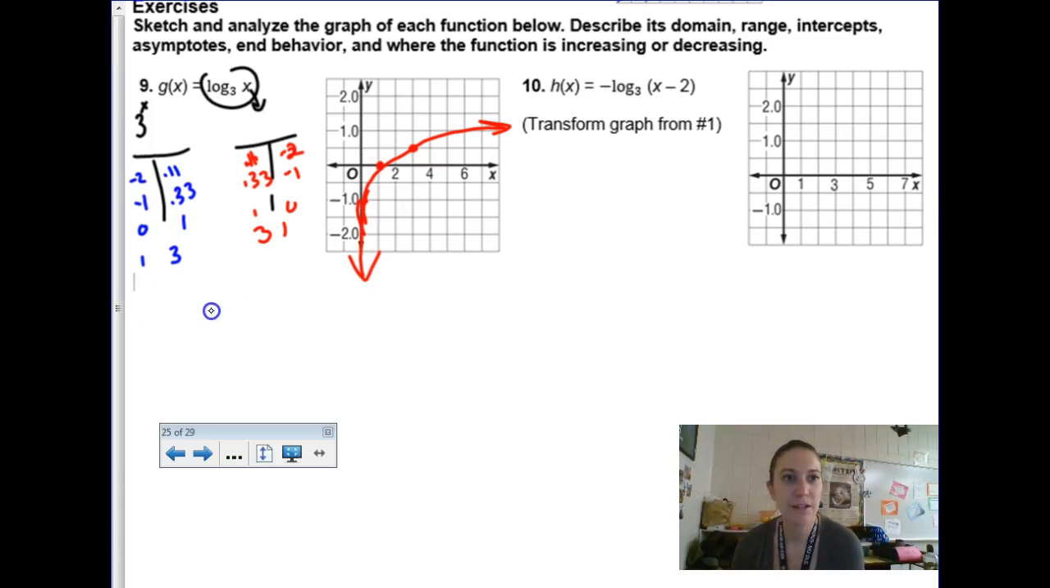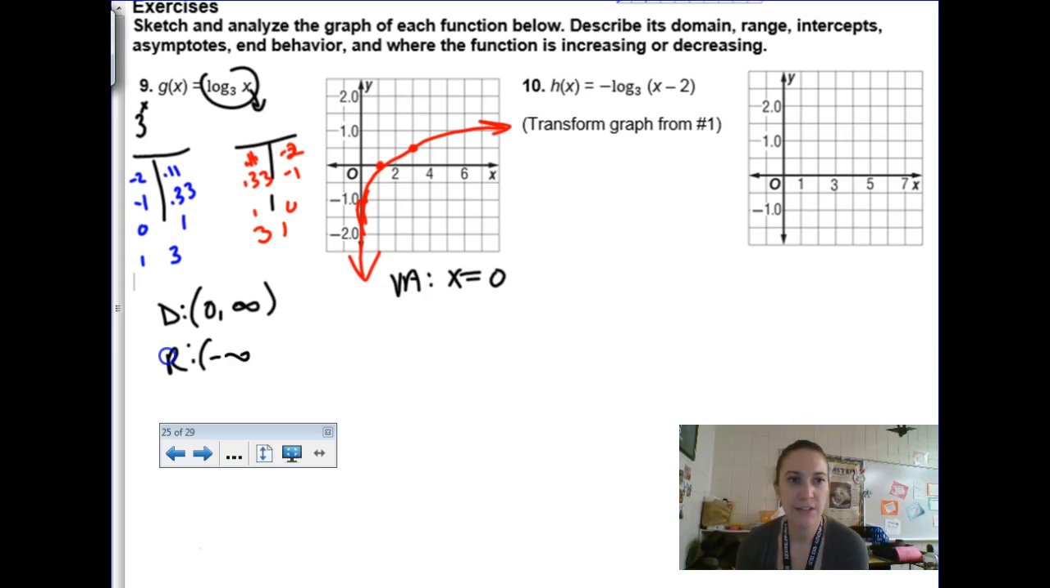So there is a vertical asymptote at the y-axis, which we will call x equals 0. The domain is 0 to infinity. The range is negative infinity to infinity. What else do they want? Intercepts. There's no y-intercept, but the x-intercept, I can see right here, it's at 1, so 1, 0. We already said the asymptote.